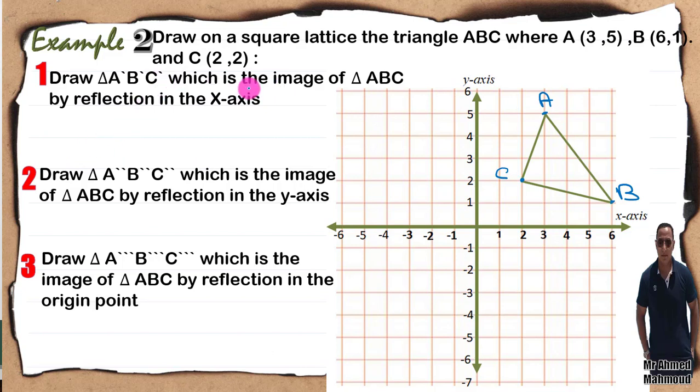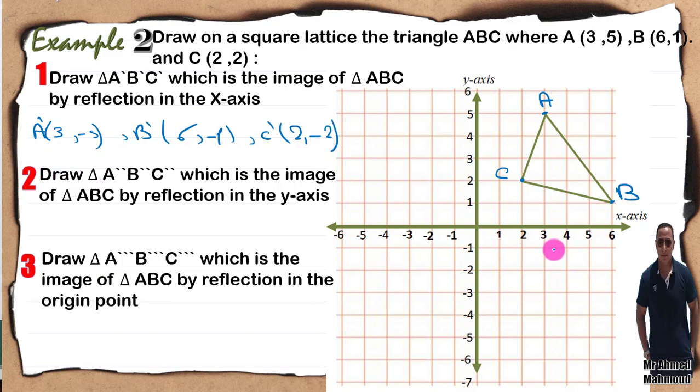Okay. Now I need to draw A dash B dash C dash, which is the image of triangle ABC by reflection in the x-axis. Okay. A dash equals, reflection in the x-axis changes y, so it will be 3, negative 5. B dash, 6, negative 1. C dash, 2, negative 2.